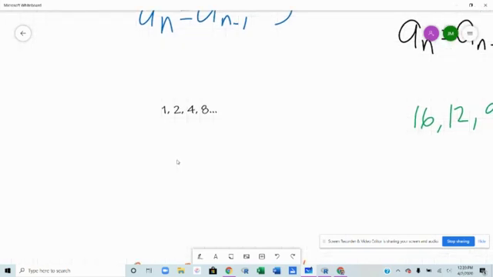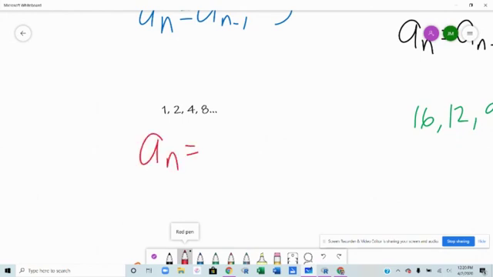All right, in our next one, 1, 2, 4, 8. So we know we're going to have a_n equals what's happening to get to the next number. So 1 plus 1 is 2, but 2 plus 1 is not 4. 1 times 2 is 2, times 2 is 4, times 2 is 8. So I'm taking 2 times the number that I know.